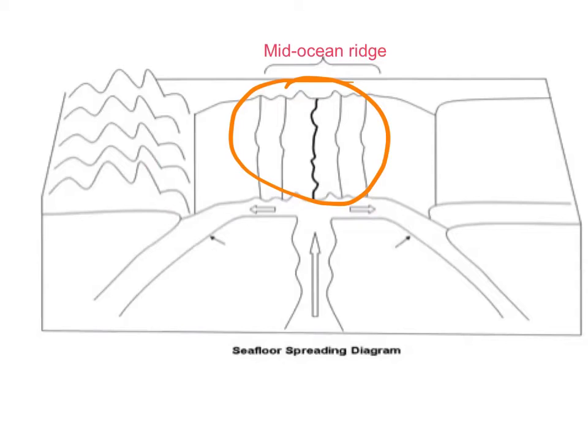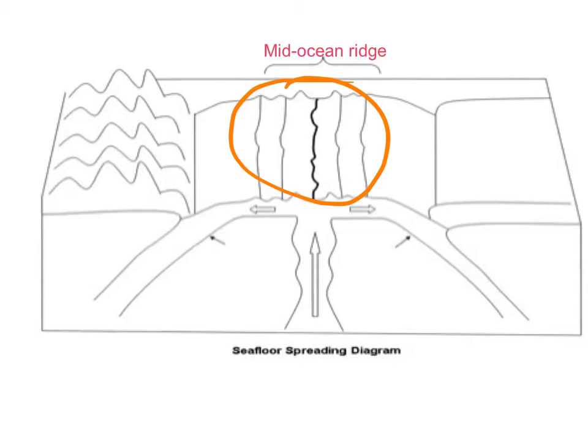This long mountain range on the ocean floor is called the Mid-Ocean Ridge, or its official name, the Mid-Atlantic Ridge. The Mid-Ocean Ridge or Mid-Atlantic Ridge is this center section right here that's circled in orange. So it contains multiple areas of elevation.